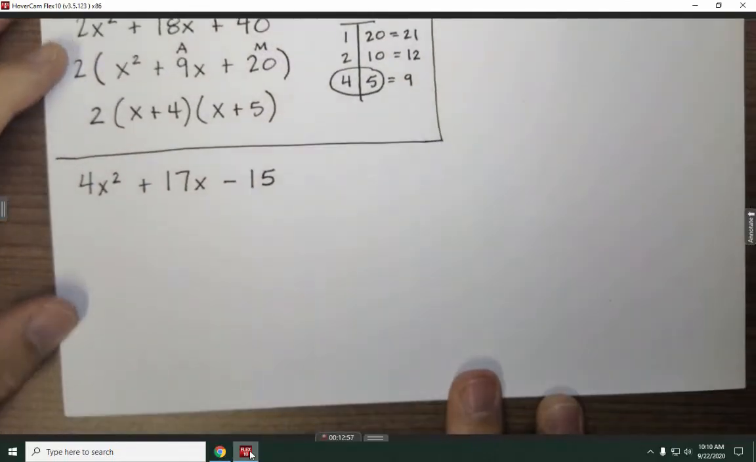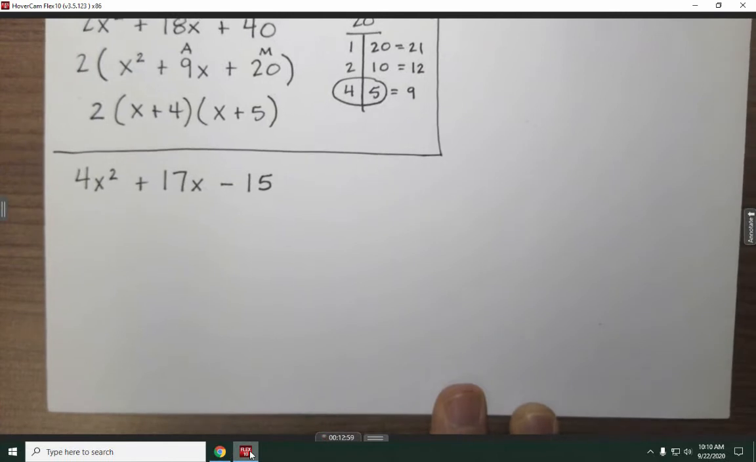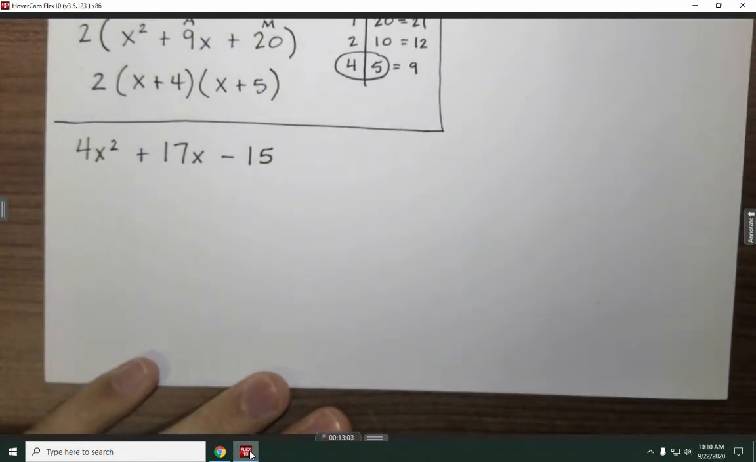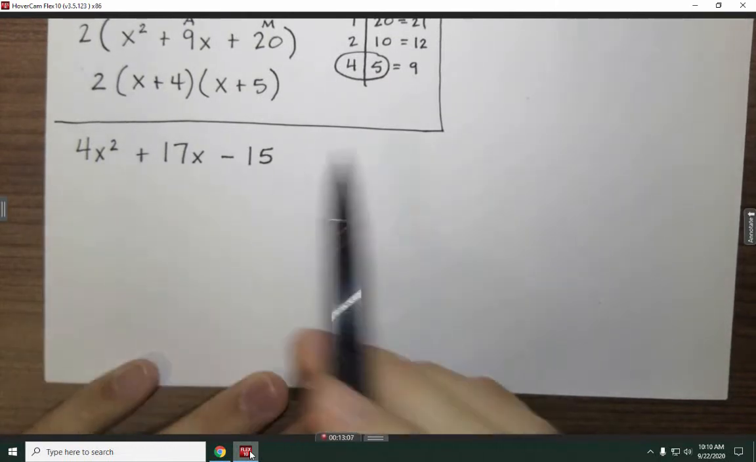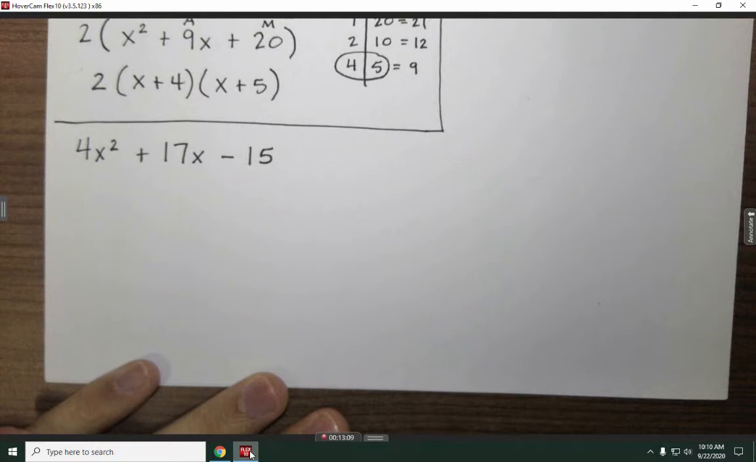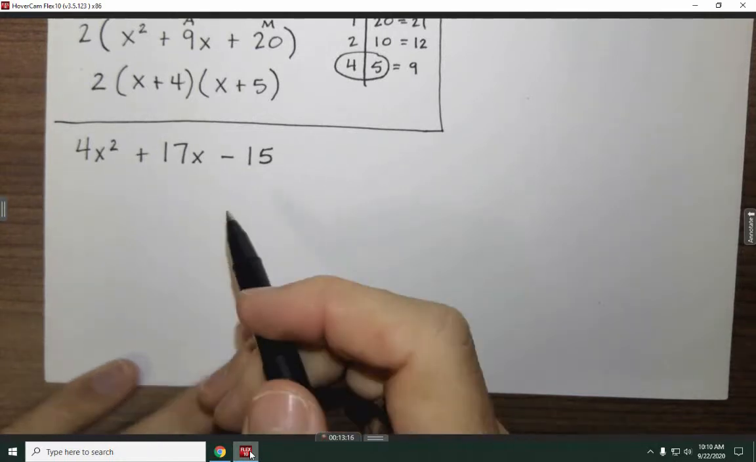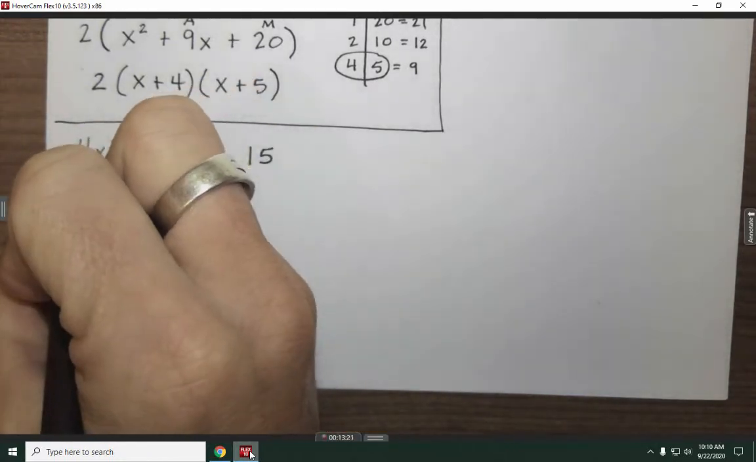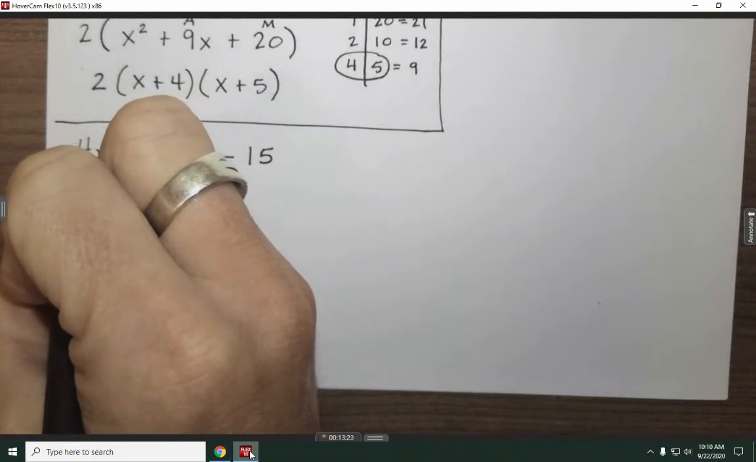Now we have 4x squared plus 17x minus 15. So we do ask ourselves, is there a greatest common factor? And you go down the list and realize that you can't really take out any greatest common factors, so we're going to have to move forward with this problem. Now this one's a little bit different. We're actually going to add a little bit of a step from what we did in our second problem we tackled.